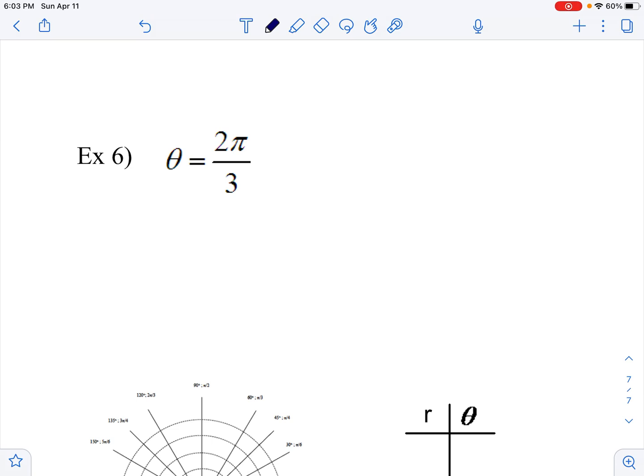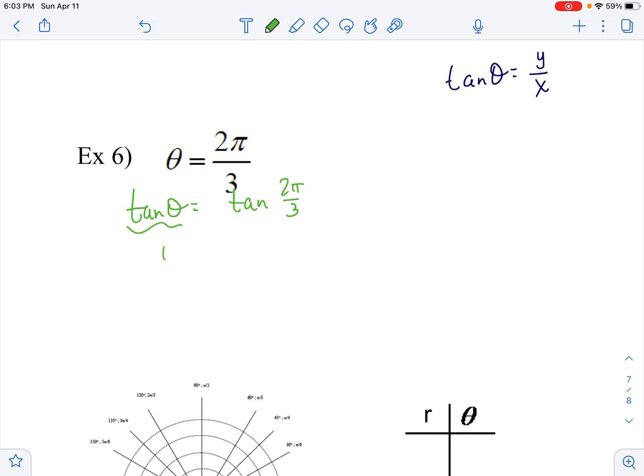All right, let's take a look at this one. Theta equals 2 pi over 3. So we've got a small problem here with theta. Remember, we don't have a cosine or a sine value, but remember that tangent of theta is equal to y over x. So if I'm trying to turn this one into rectangular coordinates, I want to take the tangent of both sides. Tangent of 2 pi over 3.